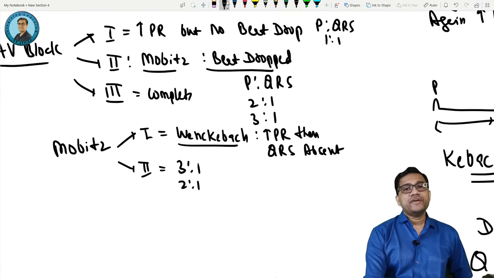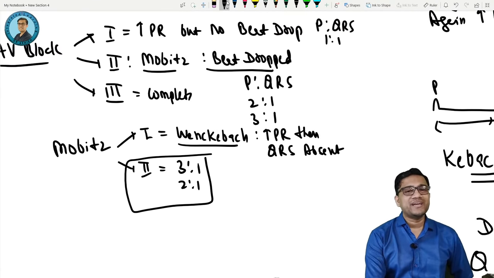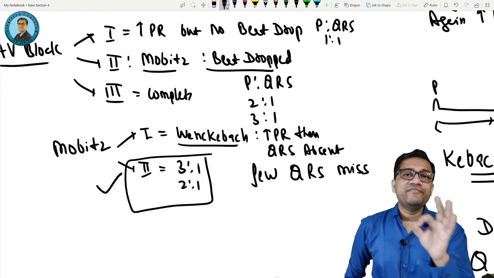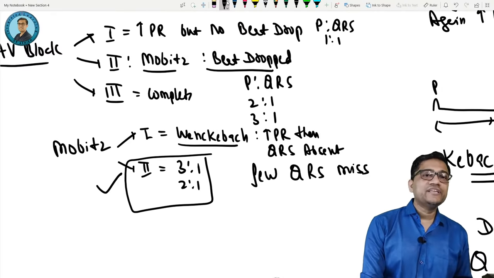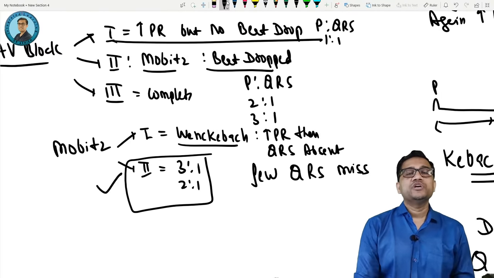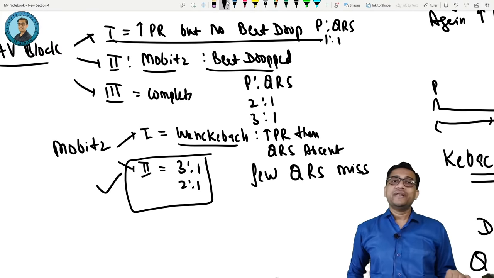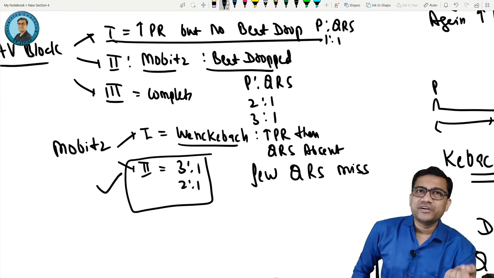Is it clear? So if there is 3:1, 2:1 continuously, it is what? Mobitz II. If there is increased PR, then QRS, that means few QRS are missing, not always. Few QRS missing. That means infrequent dropping of beats. And if there is no dropping, that is 1. So no dropping, 1. Regular dropping, it is 2. Clear? Mobitz II. And if some beats are dropped, Mobitz 1.